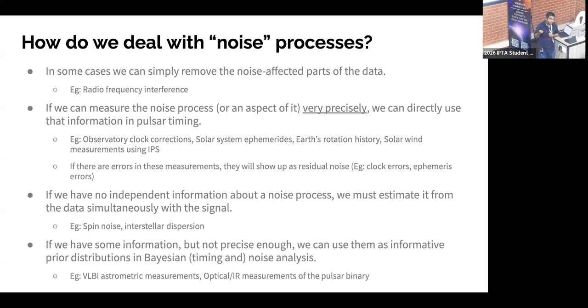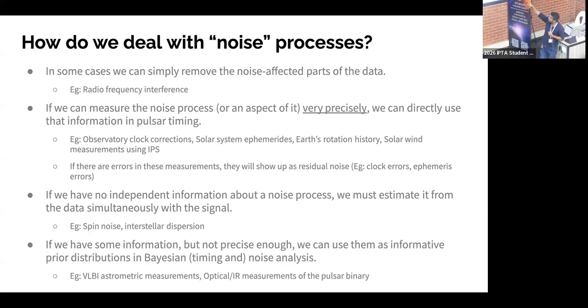And usually what is done is you just subtract out that correction from your TOA so that when you actually do the timing, you don't have to worry about that particular thing. Another thing is Earth's rotational history, which is also corrected for when you do timing before doing any fitting or anything. Another example would be solar system ephemerides, which determine what your solar system motion delays would be, and so on. But there is no guarantee that these measurements are 100% accurate.